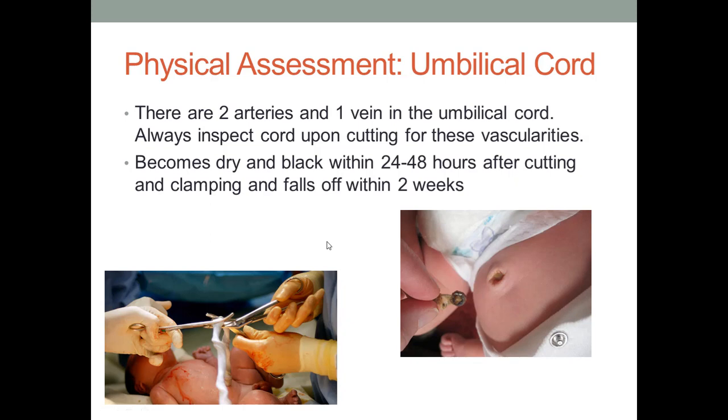Umbilical cord, I know we went over this in the last PowerPoint. 2 arteries, 1 vein. Always, always, always look at that cord once it's cut. And like I said before, it's dry and black within a day or two, and then it'll fall off within 2 weeks. Always make sure to educate your parents on the fact that this does not hurt baby. It's like your fingernails or your hair. It's basically dead material.